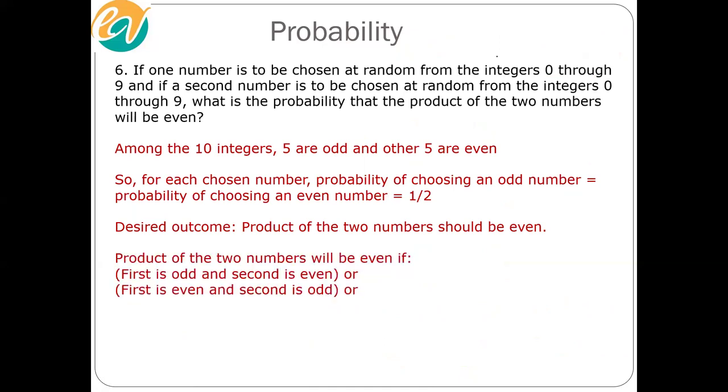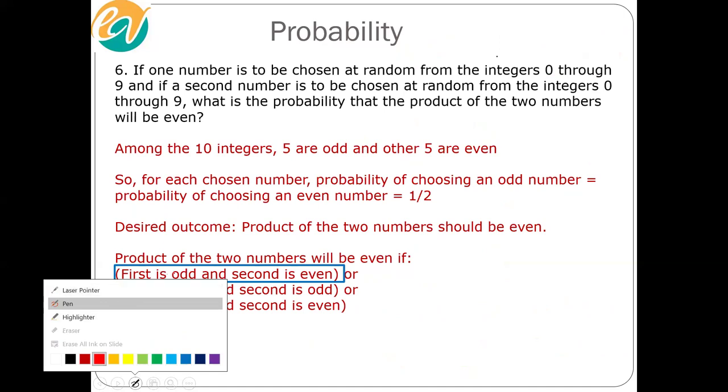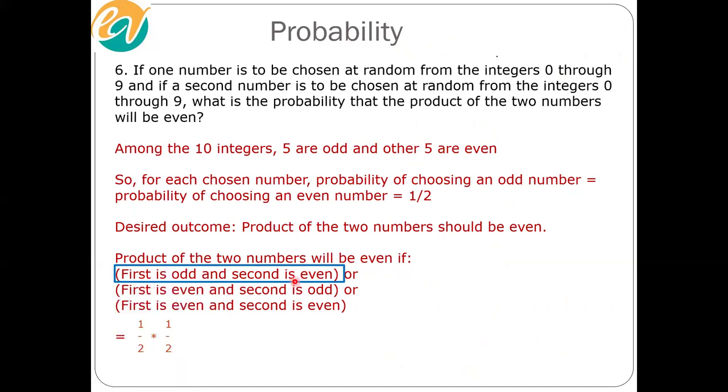First is odd, second is even, or first is even, second is odd, or both are even. So first is odd, second is even, 1 by 2 into 1 by 2. Similarly, first is even, second is odd, again 1 by 2 into 1 by 2. And finally, both are even, again 1 by 2 into 1 by 2, which is 3 by 4. Or as I said, we can do it with a shortcut as well. Any doubt, guys? All right.